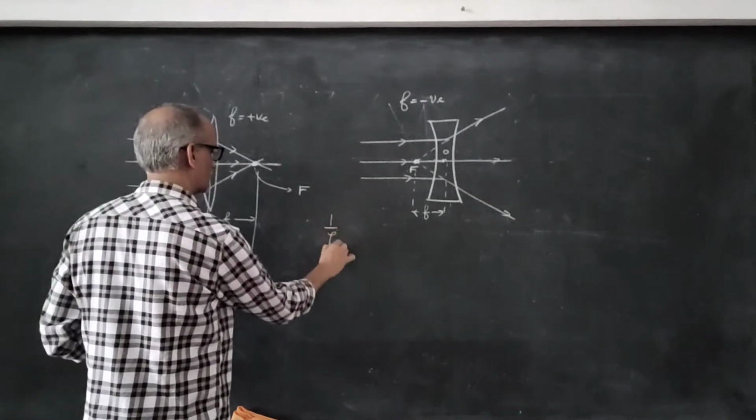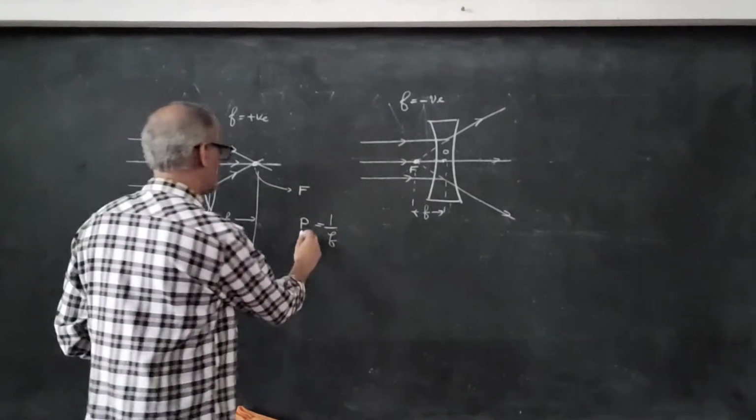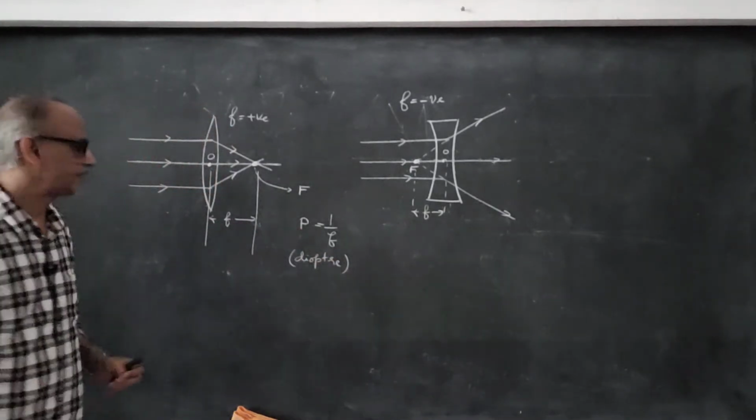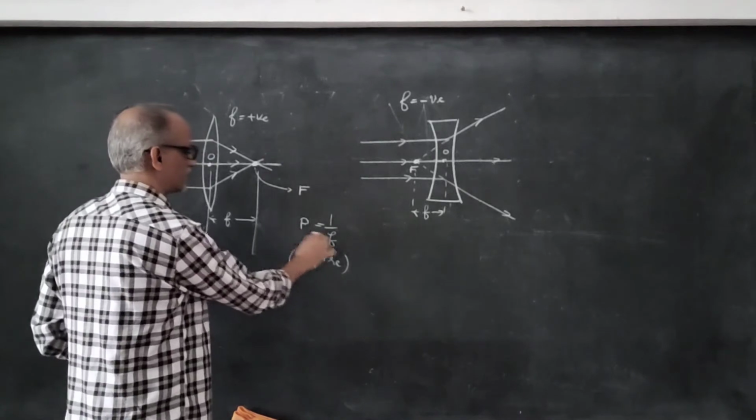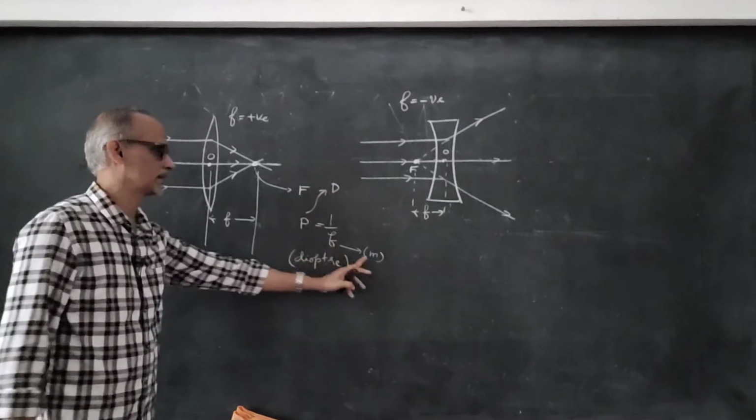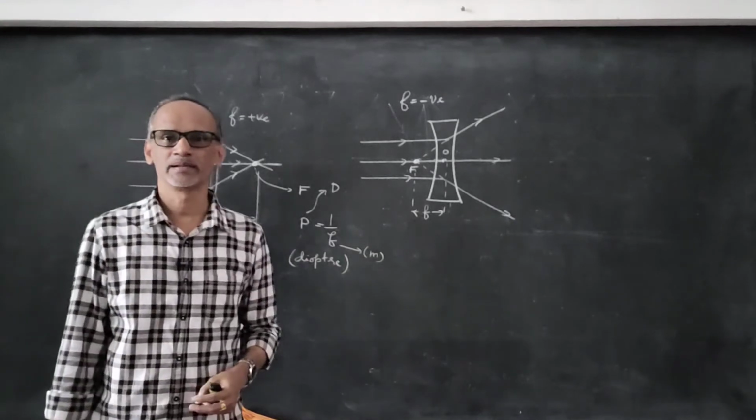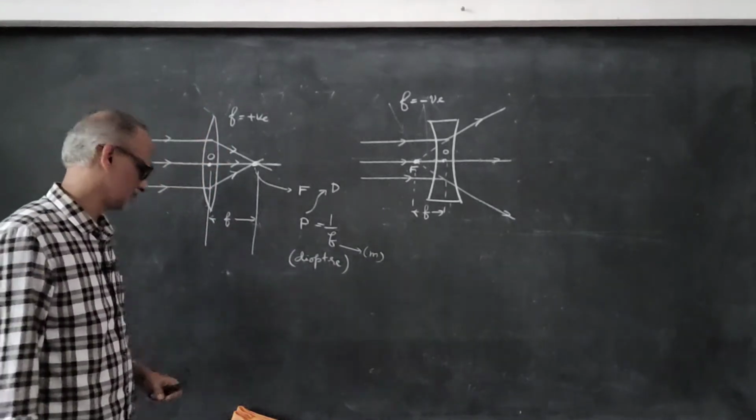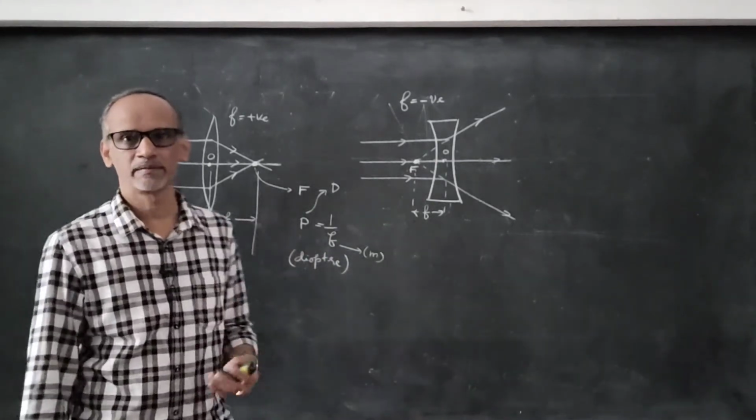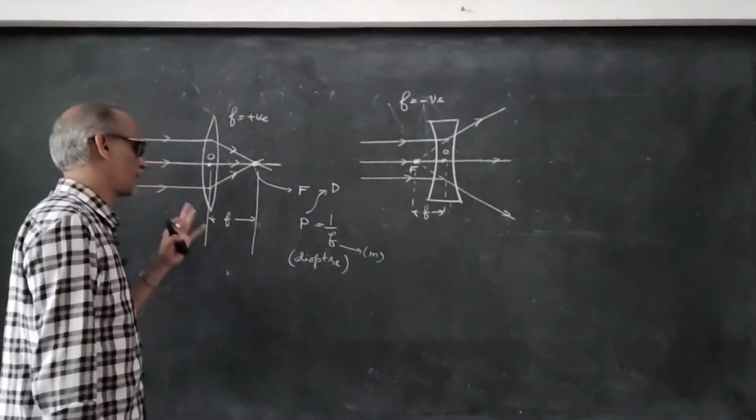Reciprocal of the focal length is called the power of the lens, optical power. This power is measured in terms of a unit called diopter. Capital D is the symbol used for that. So power is in diopter only when the focal length is in meter. If the focal length is in centimeter, do the conversion, and then you can write the power in terms of diopter. Diopter is the special unit for optical power. For other power, like we have mechanical power or electric power, the unit is watt. So this is the optical power.